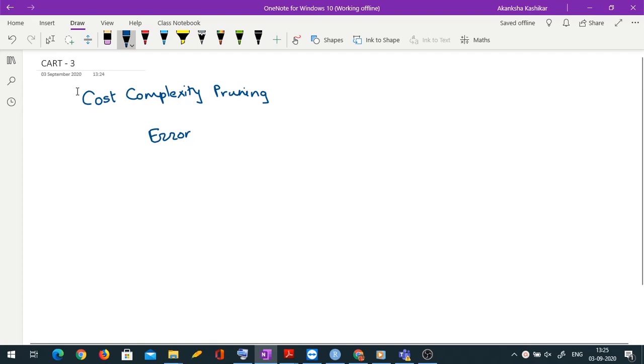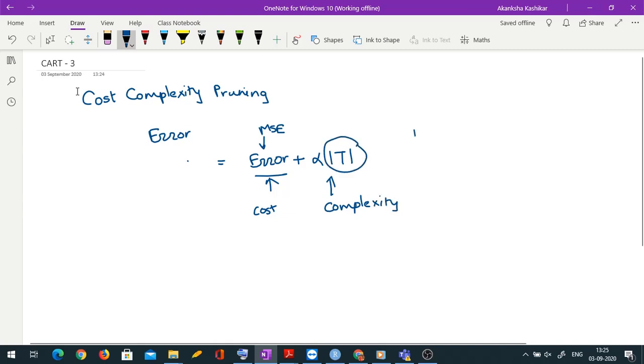What we defined yesterday was some sort of error, MSE, mean squared error type of thing, plus we were having a term alpha times mod t. So cost, as I said, is generally in terms of errors, whereas this part kind of denotes complexity. Why complexity? Because mod t we said is total number of nodes in a tree.